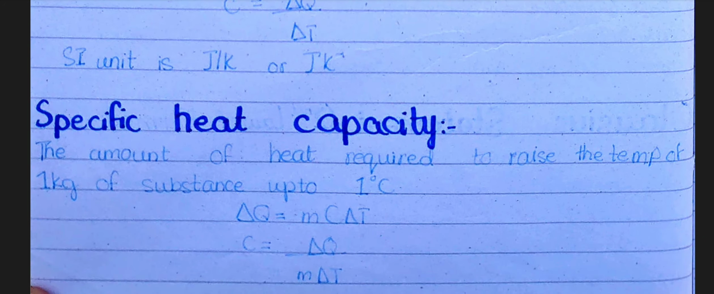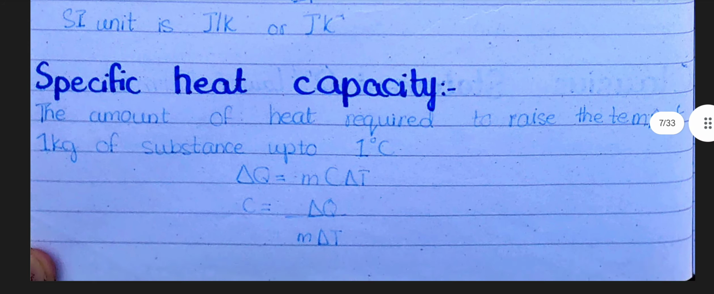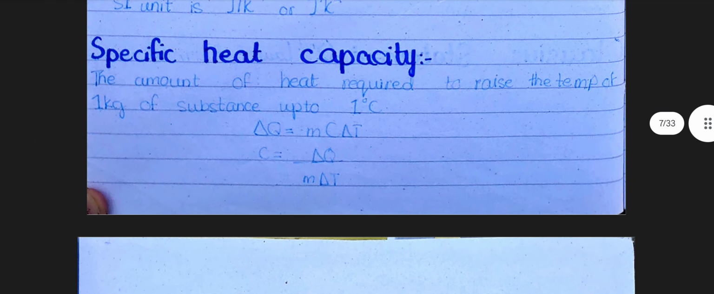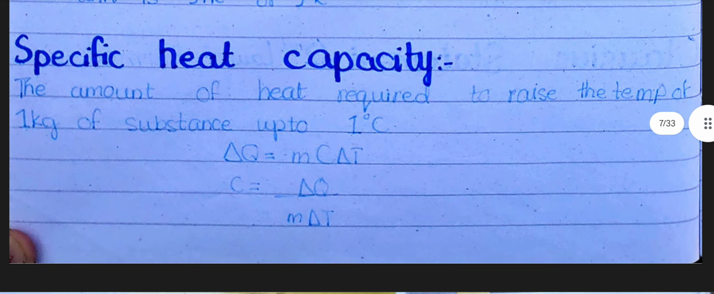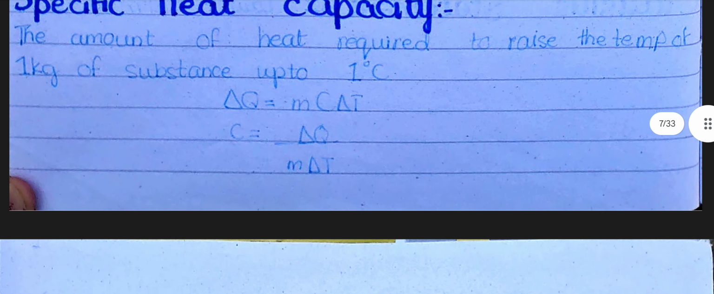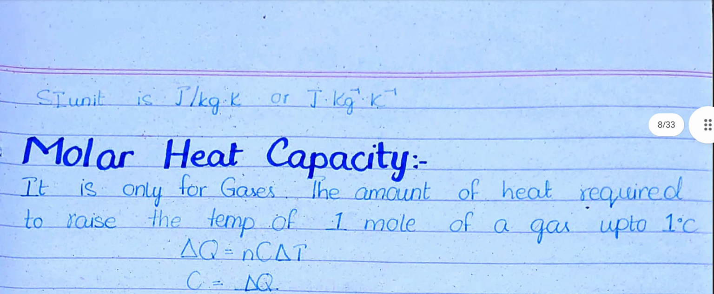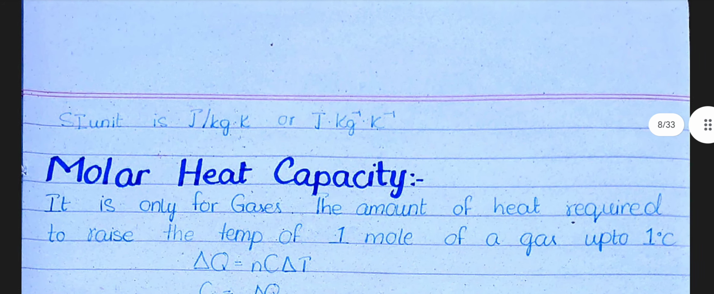Specific heat capacity: the amount of heat required to raise the temperature of 1 kilogram of substance by 1 degree Celsius. Delta Q is equal to mc delta T. C is equal to delta Q upon m delta T. SI unit is Joule per kg Kelvin or Joule kg inverse Kelvin inverse.